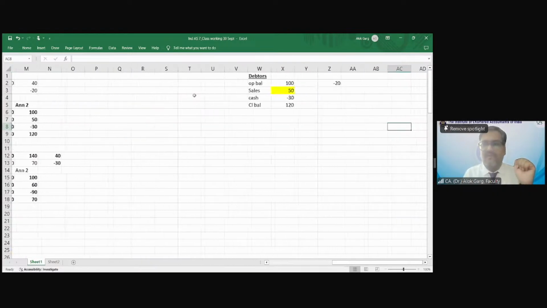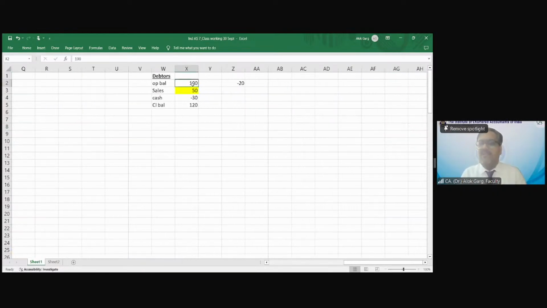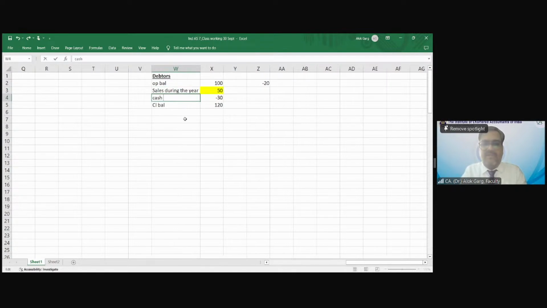For example, I have given you this schedule. Your opening balance of debtors was 100 rupees. Your sales during the year was 50 rupees. Cash received is 30 rupees. So your closing balance becomes 120 rupees. Correct? So tell me how much sales is sitting in your statement of profit and loss during the year? 50 rupees. But have you received 50 rupees during the year? No. 30 rupees you have received, right?